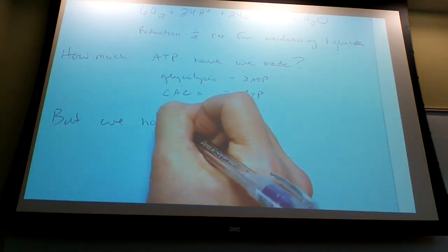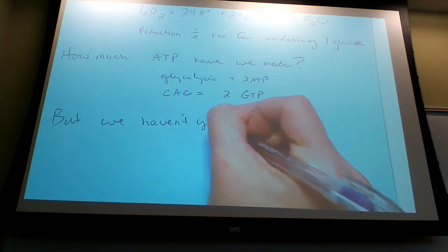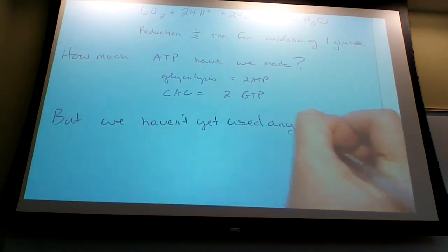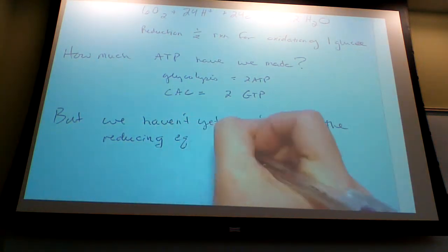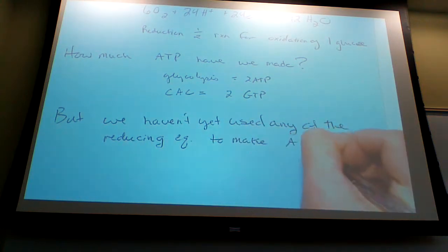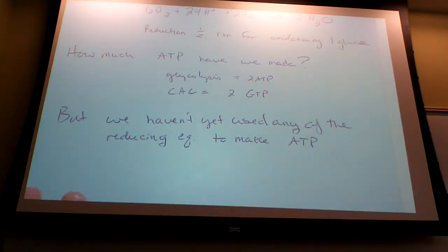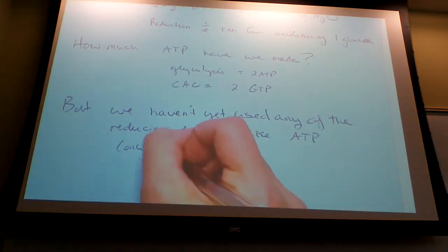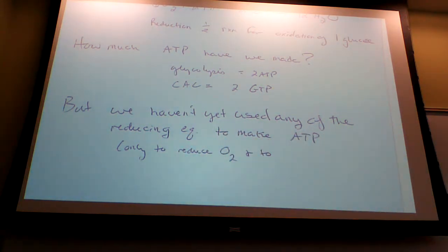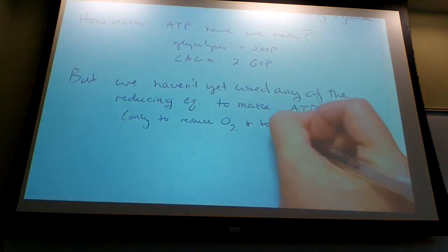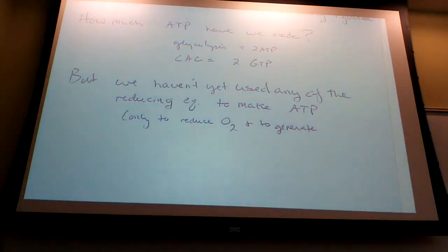But we haven't yet used any of the reducing equivalents to make ATP. Now, we use them to reduce oxygen. So I want to reduce oxygen. And to do what? Proton gradient? Proton gradient.